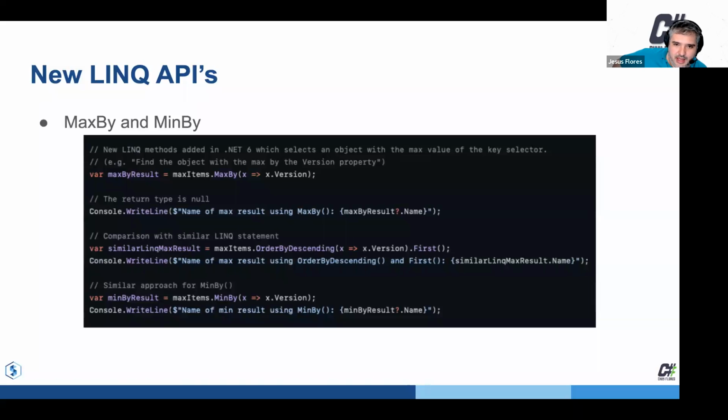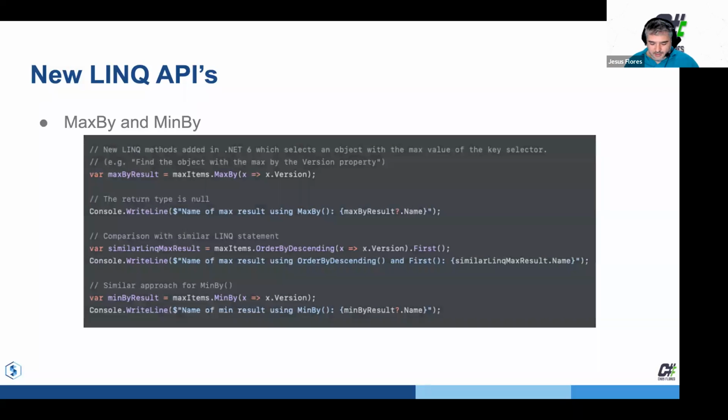This MaxBy and MinBy returns a nullable type. It's like if you are calling FirstOrDefault instead of First. So that's why you need to check if it's null or not, just to avoid compiler issues and all that stuff. The next one is DistinctBy.